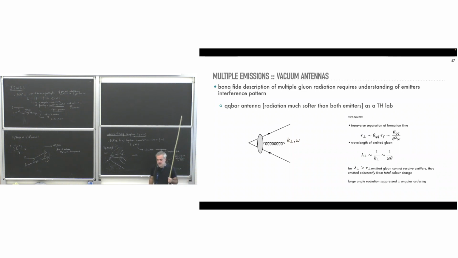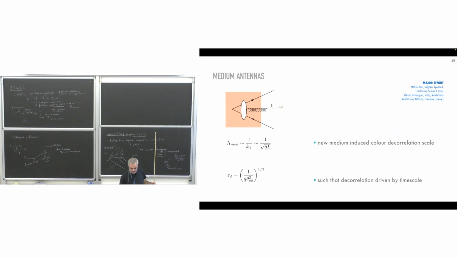So this tells me that there is no radiation out of that cone, ever. It's not possible. This is the angular ordering in QCD. Of course, if this was a gluon, then it's possible, but it's suppressed with respect to the legs, with respect to things inside. If you put this inside the QGP, now I have another scale, which is the scale introduced by the medium.